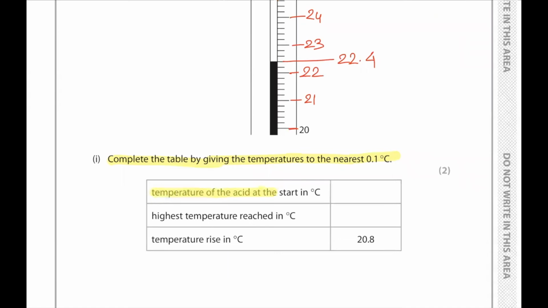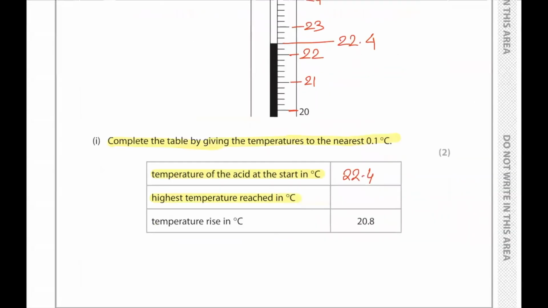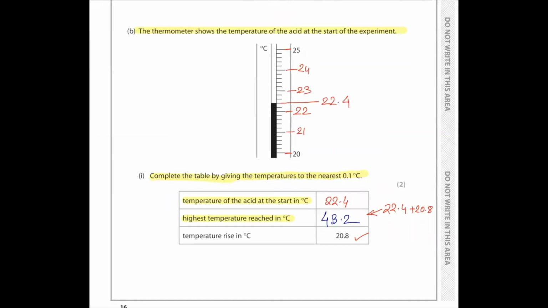The temperature of the acid at the start in degrees Celsius. So it is 22.4. Highest temperature reached in degrees Celsius. So the highest temperature reached has to be calculated because there is a temperature rise of 20.8. So we are going to add 22.4 and 20.8 together and we get this answer. So the highest temperature reached is 43.2. So what we did is we added the initial temperature and the change in temperature, and then we got the final temperature.